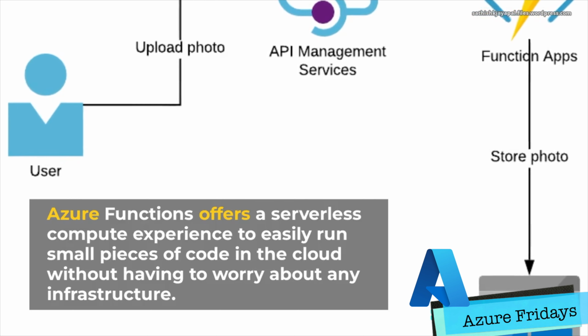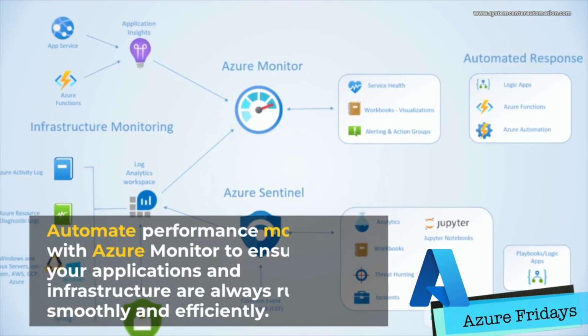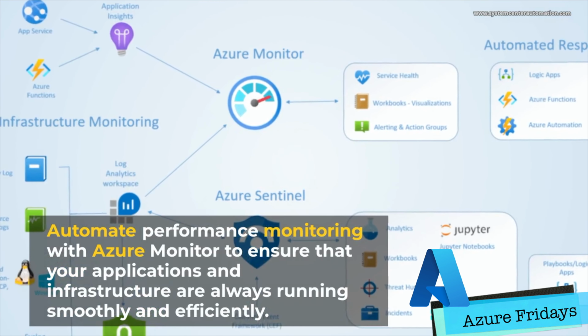Number 3, implementation of automation. And what is this? Well, guys, automation can help you reduce your Azure cost by eliminating manual tasks and reducing the risk of human error. Azure offers a range of automation tools such as Azure Logic Apps and Azure Functions that can help you automate common tasks and workflows such as provisioning resources, deploying applications, and monitoring performance.